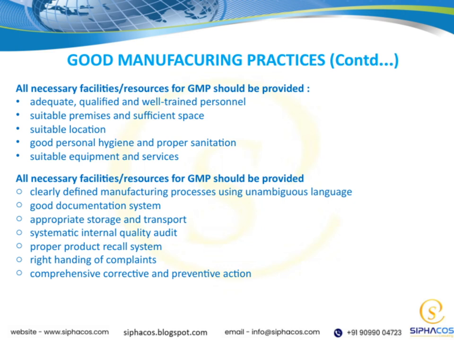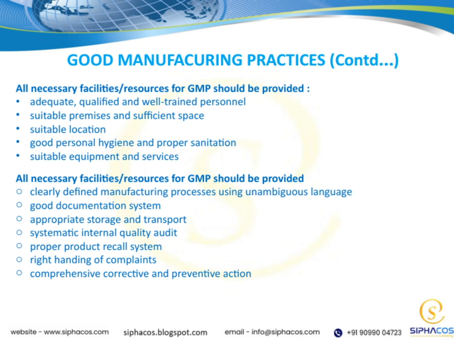Moving on, clear and unambiguous manufacturing processes are vital. They provide consistency and clarity, reducing the risk of errors. A good documentation system ensures that every step, every batch, is traceable, crucial for accountability and quality control. Proper storage and transportation methods protect the product integrity from start to finish.